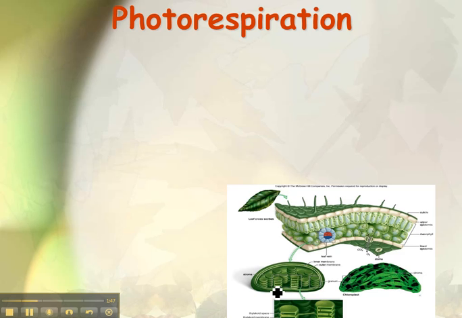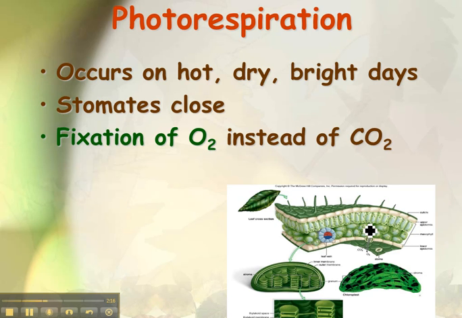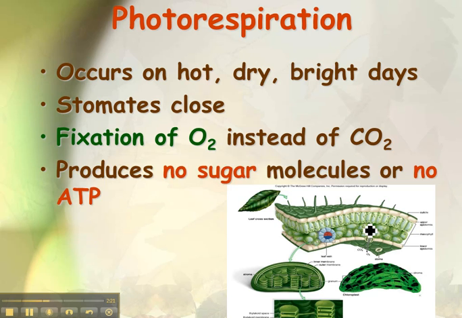Another part that we need to talk about is photorespiration, and this is what's occurring on these hot, dry, bright days. Plants need water and the sun in order to go through photosynthesis. What happens on these really hot, dry days? The stomates, which are the holes that let everything in, are going to close up, because otherwise the plant dries out. They're going to fix oxygen instead of CO2, and it's not going to produce any sugar or ATP. Basically they're going to produce stuff in order to stay alive.